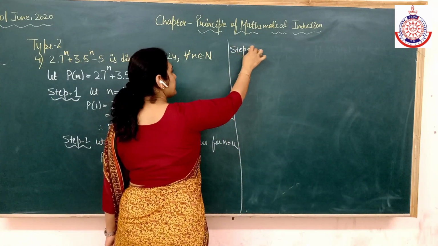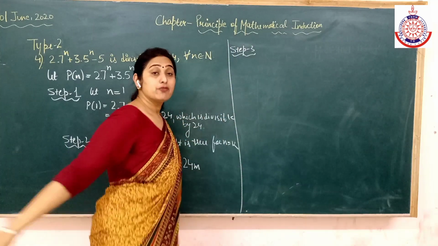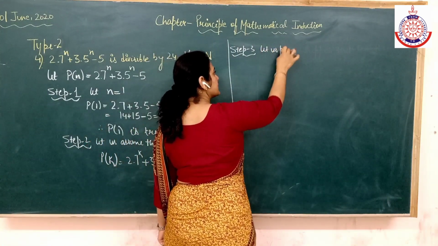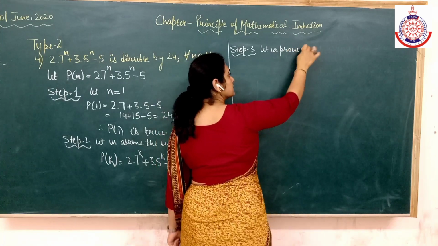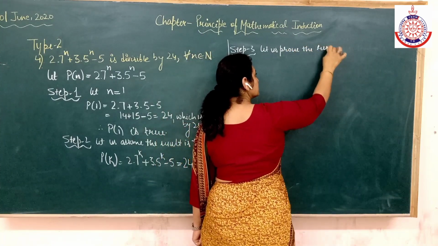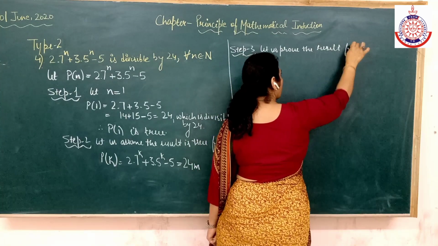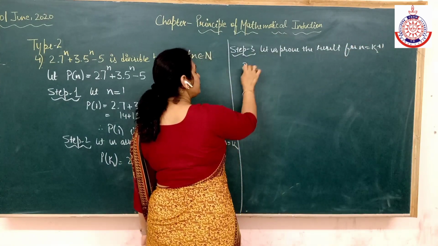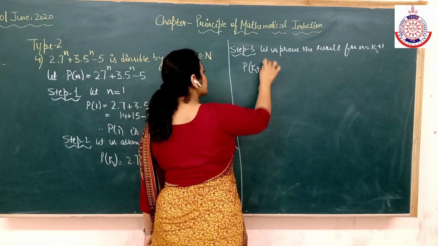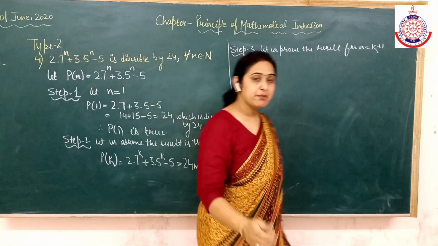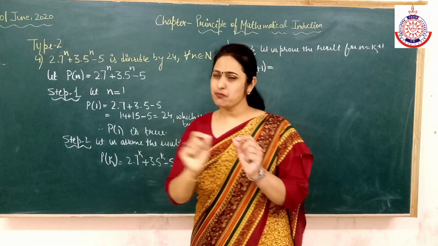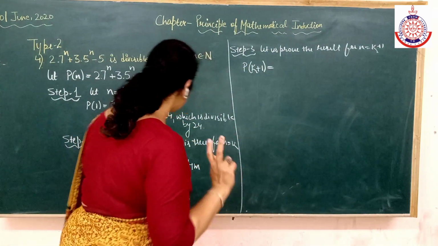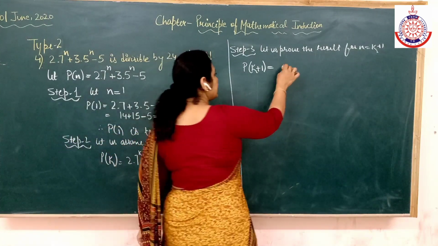My next step is, what do we do? Let us prove the result for n is equal to k plus 1. That means I have to prove that p(k+1) is divisible by 24. That means p(k+1) should also be equal to 24 into something. Is it clear? 24 into some positive integer. That's what my target is. So, what will be p(k+1)?